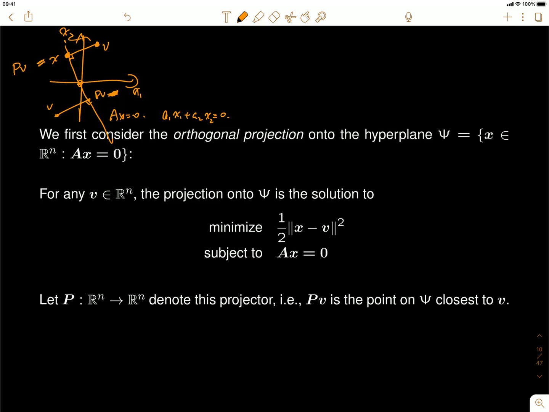And what I'm talking about is that P will eventually be just a matrix, and we'll see that later. Okay, and let's give this notation P, meaning that it's a projection operator, or projector, of v to the point on the hyperplane closest to v.